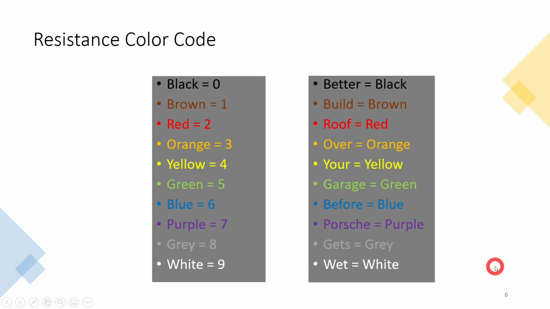So on a test, if you have to recite the different colors and their numeric values, you could just say better build roof over your garage before Porsche gets wet, and write that on a piece of paper, and then spell out black, brown, red, orange, yellow, green, blue, purple, gray, and white, and then start numbering them 0, 1, 2, 3, 4, 5, 6, 7, 8, 9.